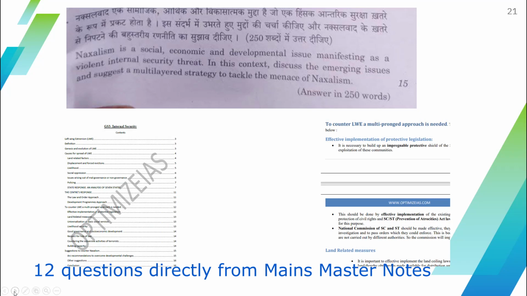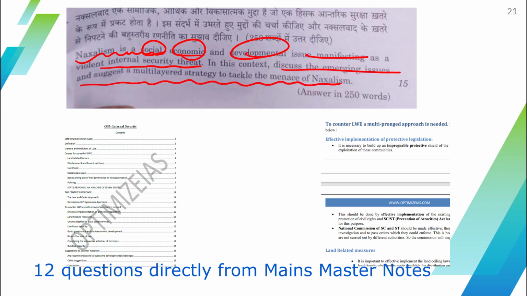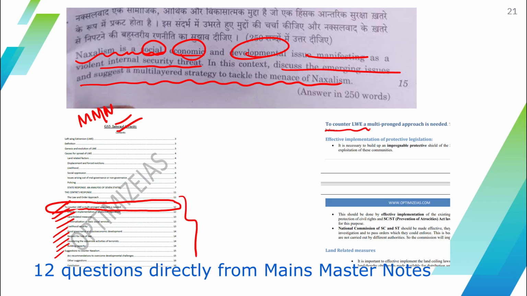And the last question, Naxalism. Naxalism is a social, economic, developmental issue manifesting in internal security threats. In this context, discuss the emerging issues and suggest a multi-layered strategy to tackle Naxalism. You can see here, these are mains master notes on internal security, left-wing extremism. To counter left-wing extremism, a multi-pronged approach, and I have explained what the multi-pronged approach is. All the points I have given.